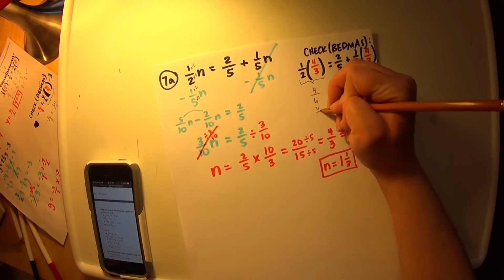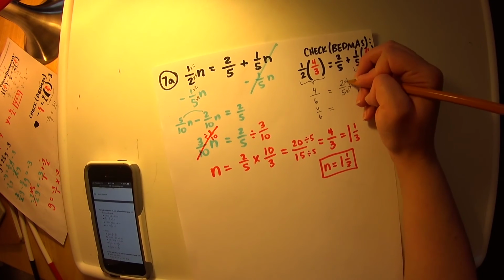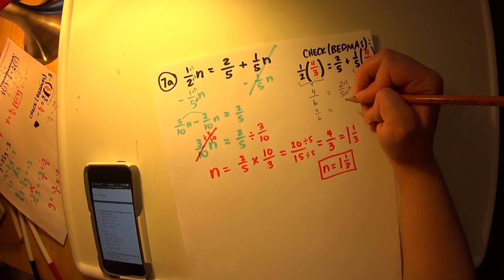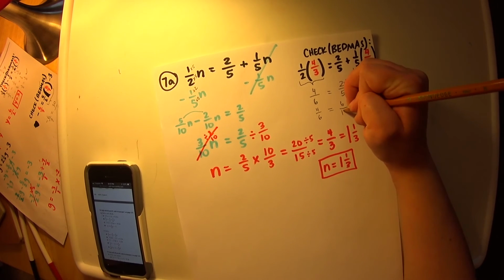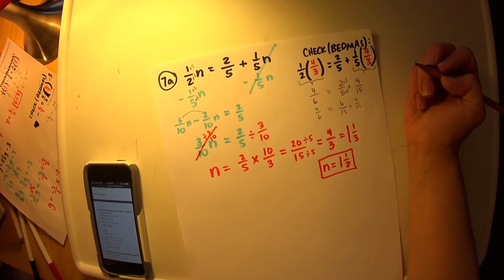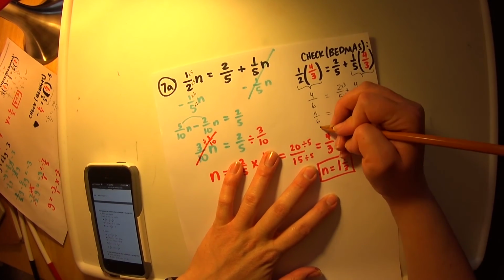So let's see, come down another line. I'm not messing with that 4/6, but I am changing this to an equivalent fraction over 15. So this becomes 6/15 plus 4/15. Okay. Oh, I'm going to run out of room for my check here.